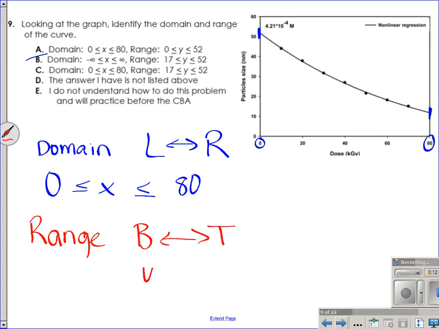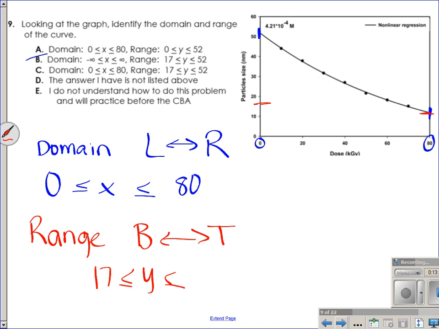And it deals with the y-axis. So the lowest point on our graph is right here, which is about somewhere between 10 and 20. And I think the problem here says 17. So we're going to do 17. That's what's in our two options.